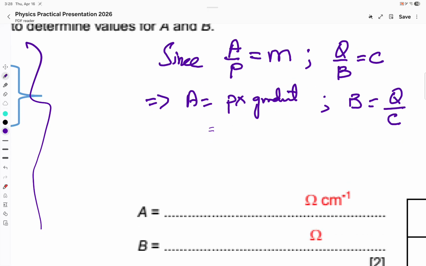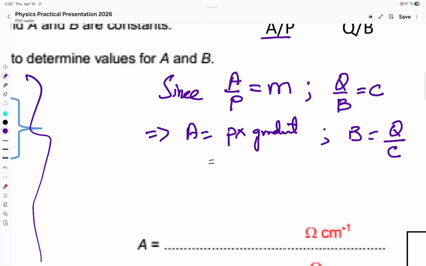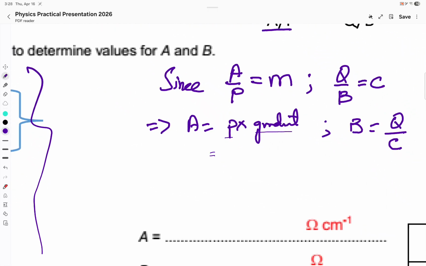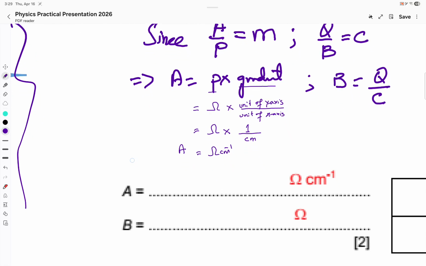Appropriate units. Although I have mentioned the units, let me figure it out. The unit of A is the unit of P multiplied by the unit of gradient. Now P is in ohms, so it is ohm multiplied by the unit of gradient, which stands for the unit of y-axis divided by the unit of x-axis. I am telling you a journal method, okay? Whatever the unit of y-axis, which is 1, by the way, and the x-axis is centimeter, so I'm getting ohm cm inverse. The unit for A is ohm cm inverse.